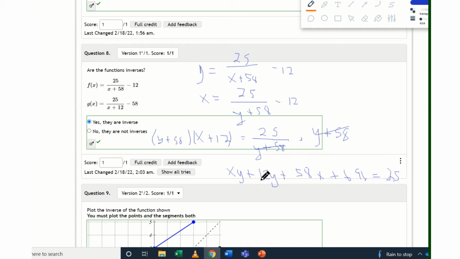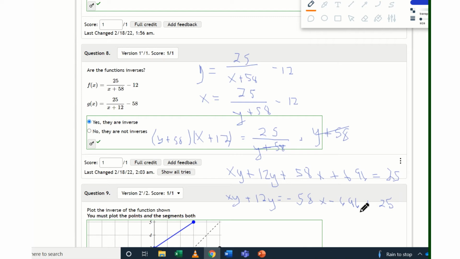Okay, now I need to keep the y's together, but I want to move these two over to the right side. So I am going to keep my y's together. And when I move the others over, I'll have a negative 58x and a negative 696 and a positive 25.